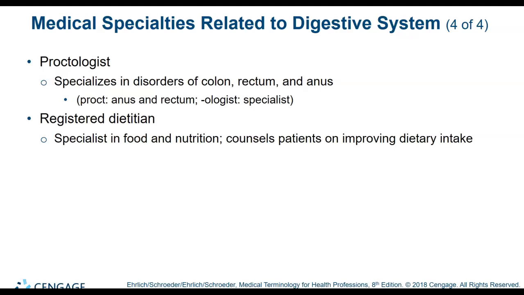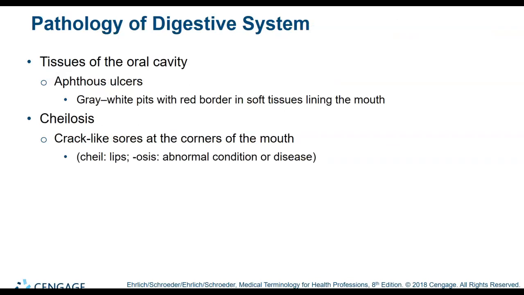Registered dietitians are extremely important with the digestive system because they're the ones that are going to work with our patients and counsel our patients on improving their dietary intake. So if they are having issues, like we said before, of absorbing protein or iron, they're going to work with the patient to make sure that they're eating things that are high in iron or high in protein.